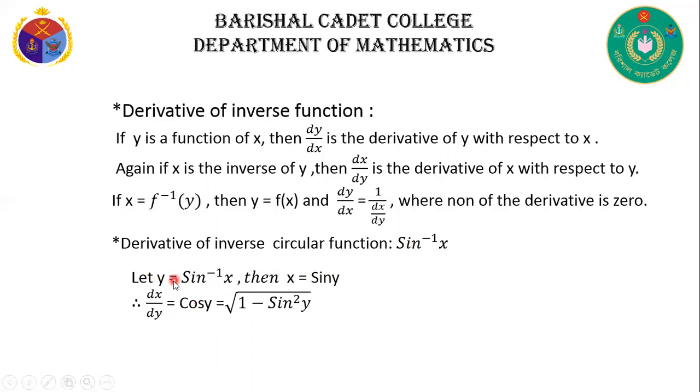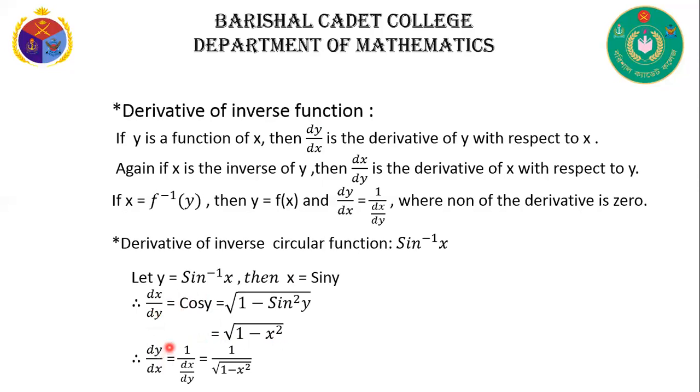That's why we can write dx by dy is equal to cos y, which is equal to root 1 minus sine square y, because we know sine square x plus cos square x is equal to 1. From this formula, we can write cos y is equal to root 1 minus sine square y. Now putting the value sine y is equal to x, we can write root 1 minus x square.